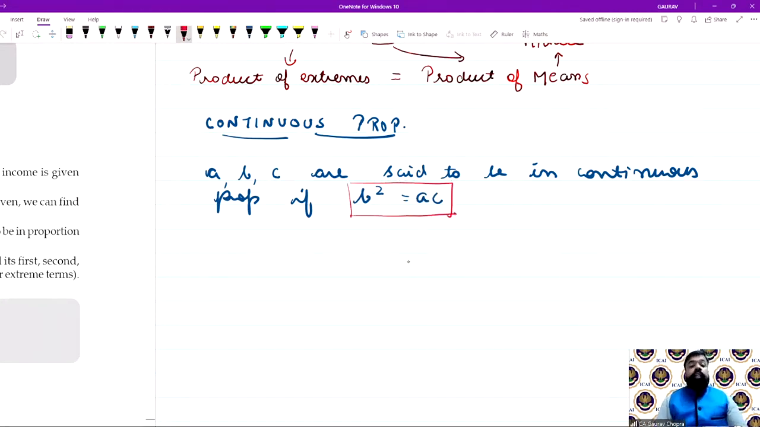So now, what is the condition of continuous proportion? It is B square equal to AC. Now, how has it come? Ye kaise aaya hai? Let us discuss that. Let's say A and B have a ratio, and on the other side, B and C are in a certain ratio, and they are equal. The ratio of A is to B is equal to B is to C. Now, applying the cross product rule, product of means is equal to product of extremes. So we can multiply the middle terms. Middle term is B into B, that is B square. And multiplying the corner terms, extreme terms, it becomes AC. So B square is equal to AC. Okay.